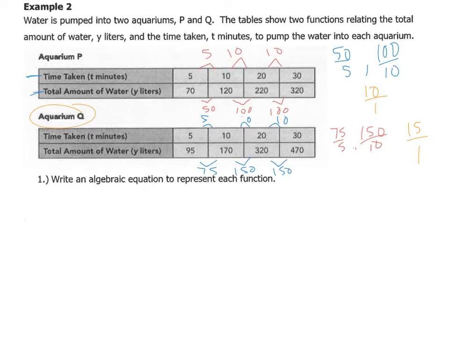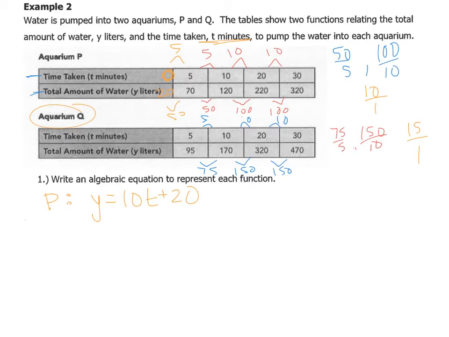So we're going to write an algebraic equation for both. So let's look at aquarium P. For aquarium P, y equals, well, this one is pumping 10 liters per minute, and it says to use t minutes. But where does it start at? So if this is 0, we have to know when x is 0, what is y? Well, we're going to go back by 5, which means we're going to have to go up by 50. So this is 20. So 20 is its starting liter.